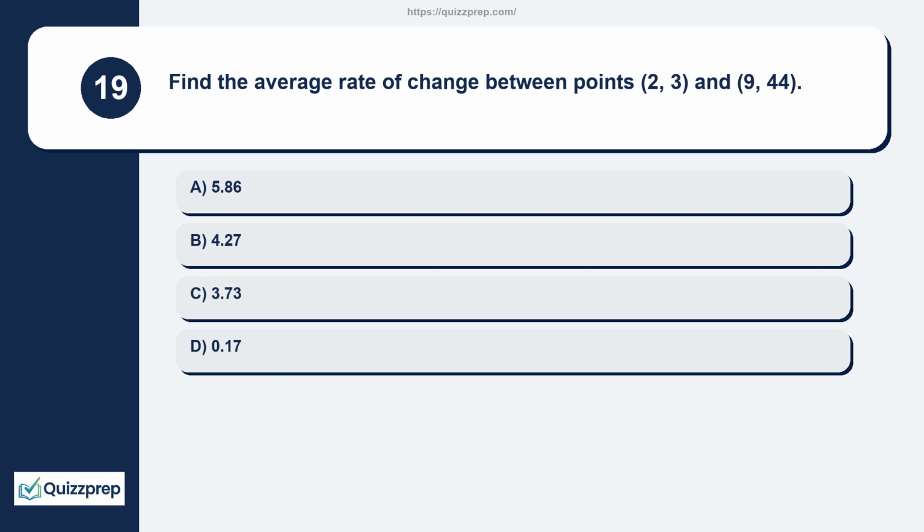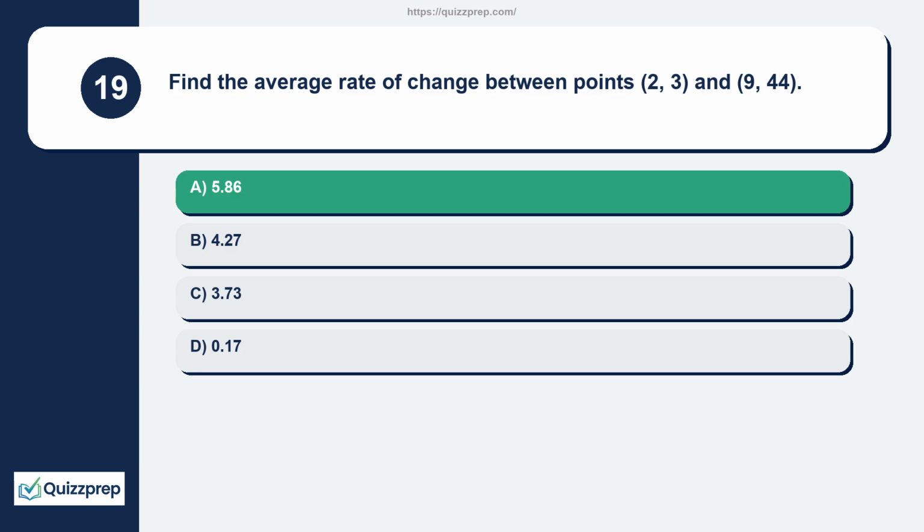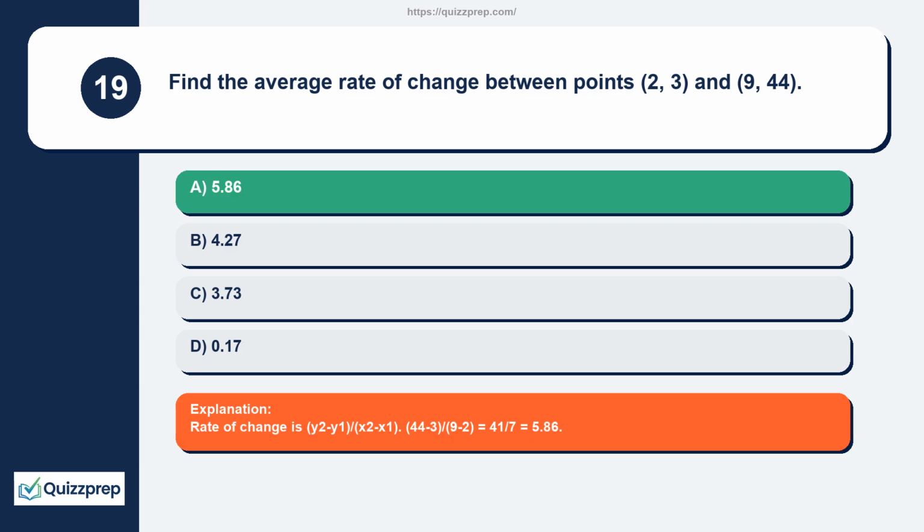Question 19. Find the average rate of change between points (2, 3) and (9, 44). Options: 5.86, 4.27, 3.73, 0.17. Rate of change equals (y2 - y1) / (x2 - x1). 44 minus 3 over 9 minus 2 equals 41/7 equals 5.86.